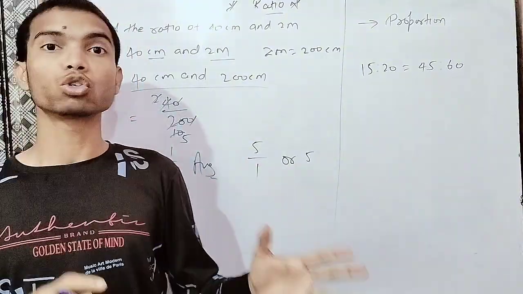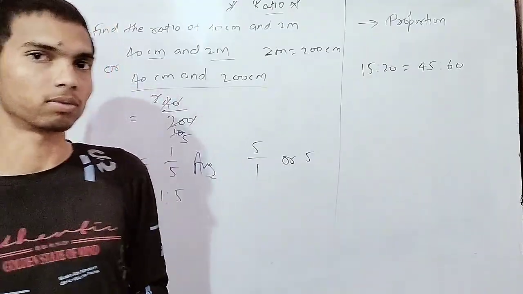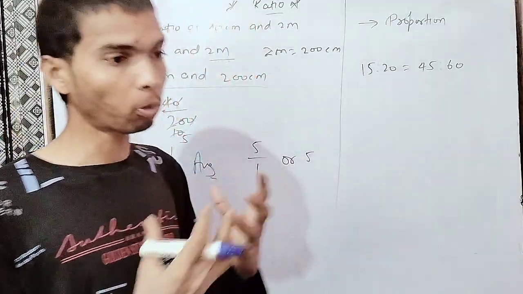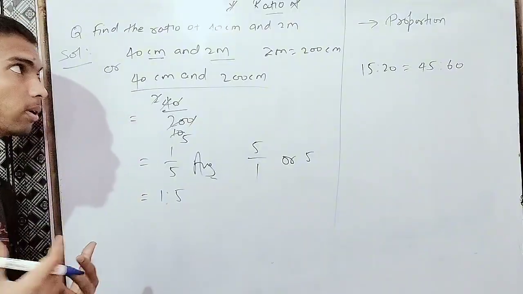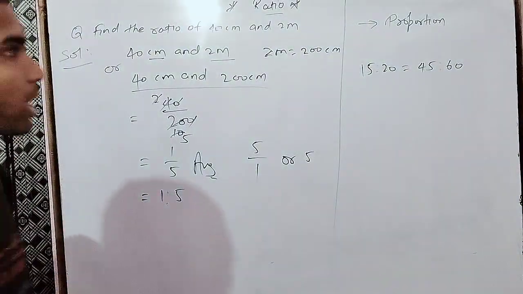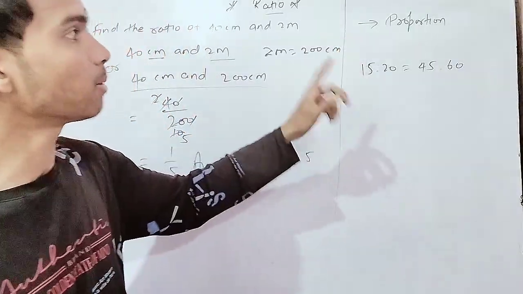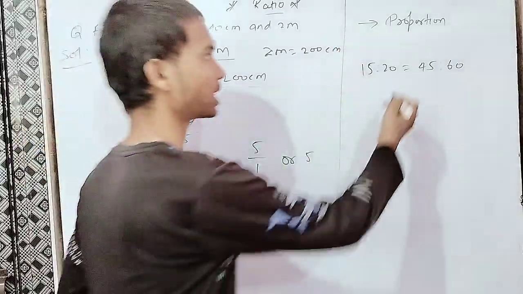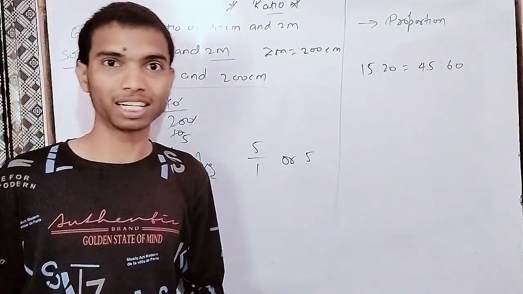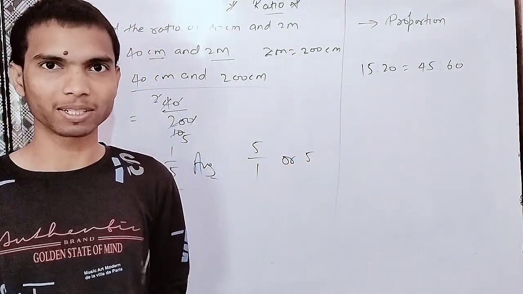So if two ratios or three ratios are equal to each other, it will be a proportion. And the word proportion will be introduced in our further study a lot of times. That's why we need to understand it. 15 upon 20, and it is the same. There is an equivalence between two ratios. It means two ratios are equal to each other.